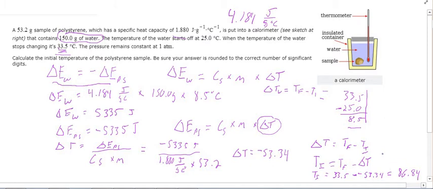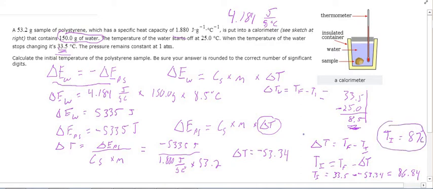Let me just worry about sig figs. Remember, governing this, since we've had addition and subtraction, it is going to be 2 sig figs. And so my final answer for this problem, T initial, is going to equal 87 degrees C.